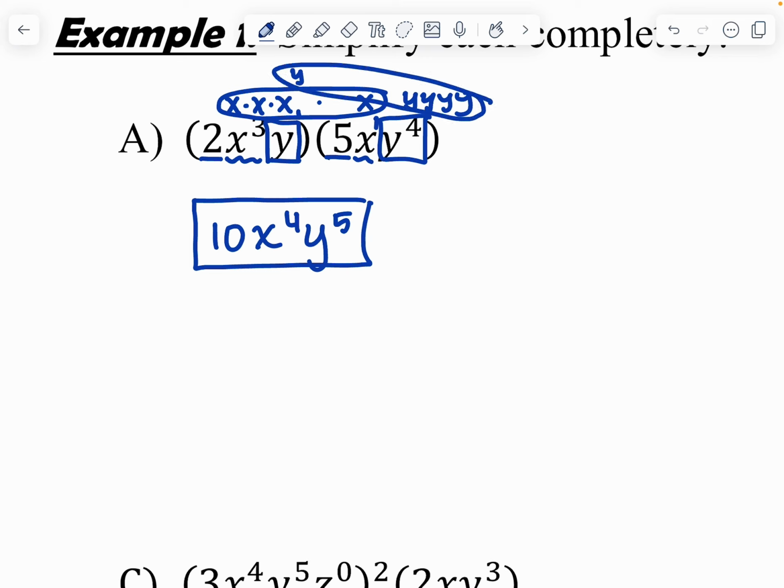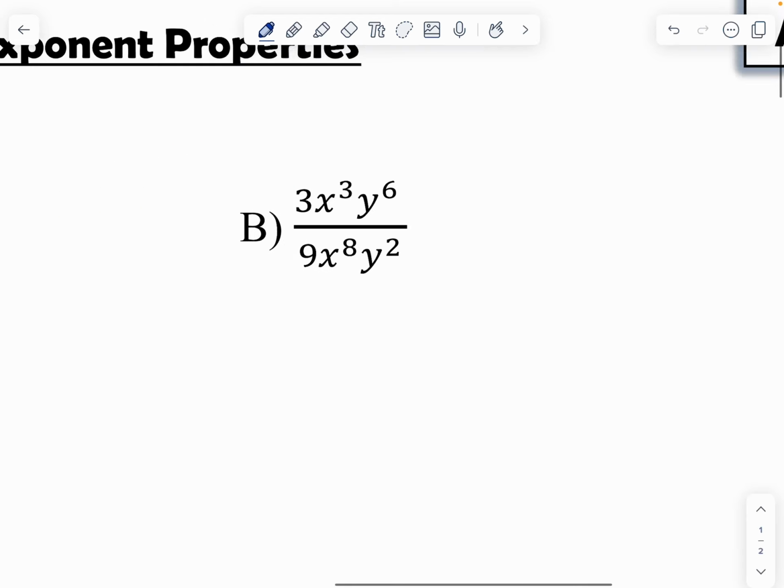So the property is that if you have a term raised to a power, let's say a, and it's times a term with the same base, so x and x, and this has another number as an exponent, let's say b, what you're going to do is keep the base and add your exponents. Okay? All right, so let's move on to the next one here.